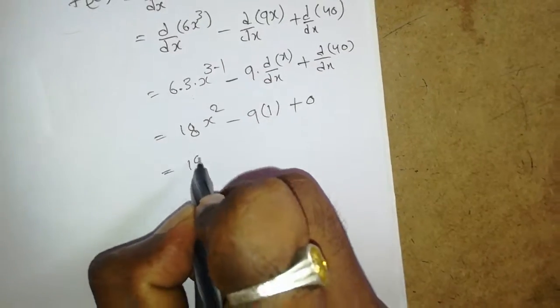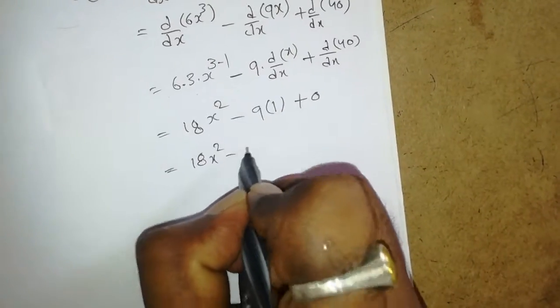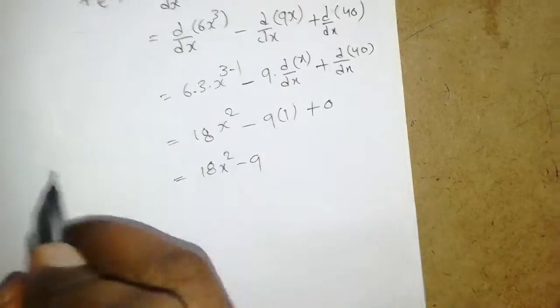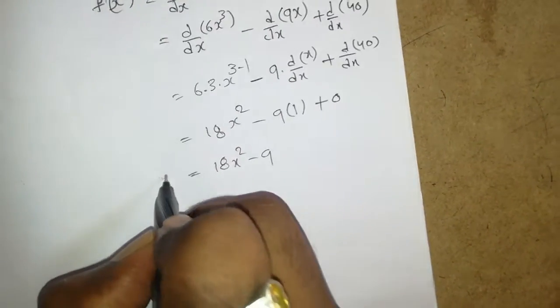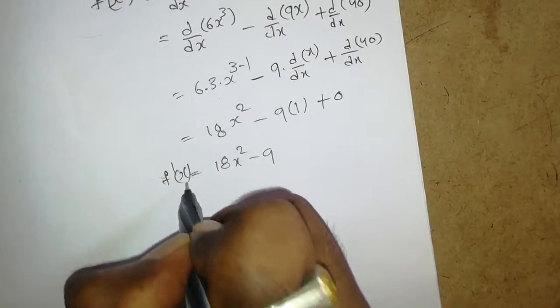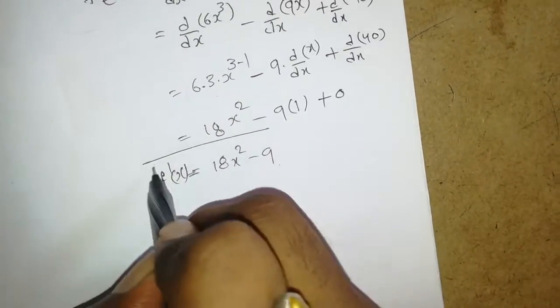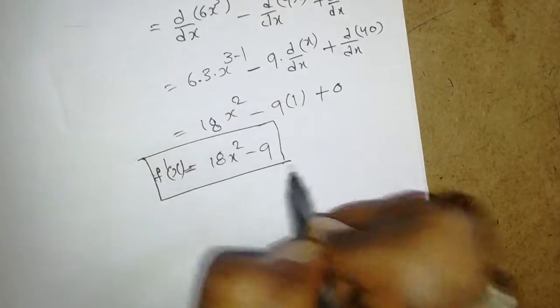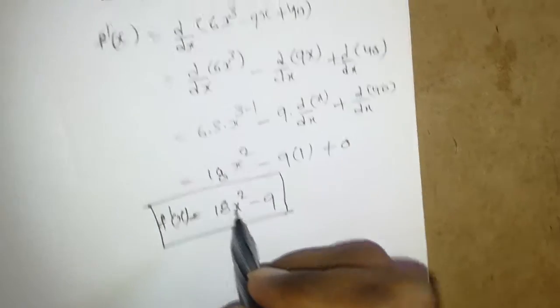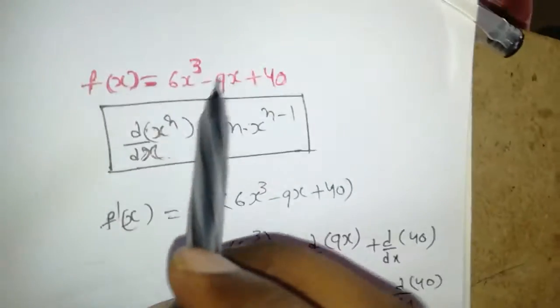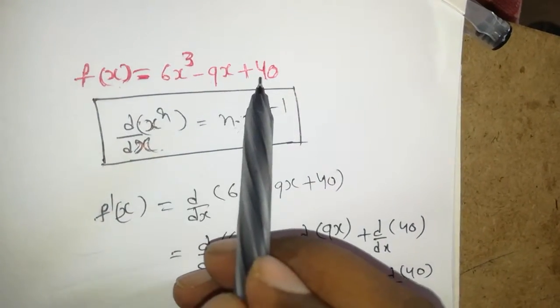That is 18x square minus 9. So 18x square minus 9 is the derivative of the given function 6x cube minus 9x plus 40.